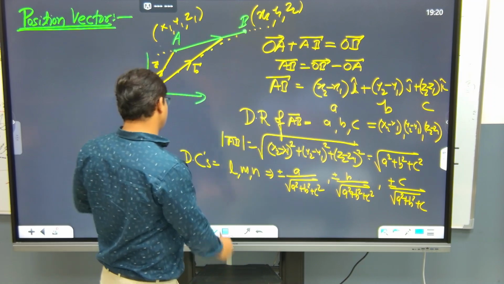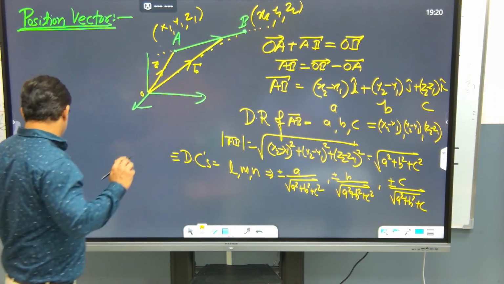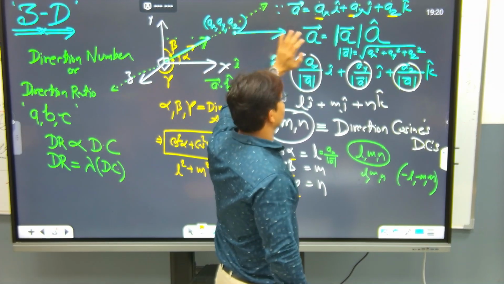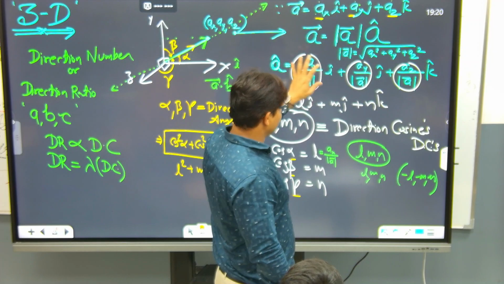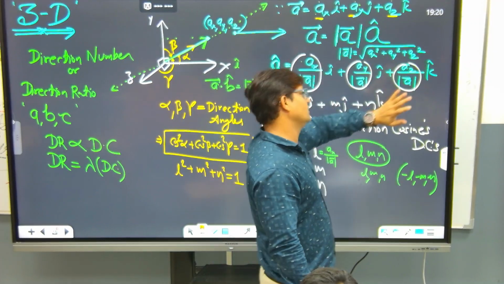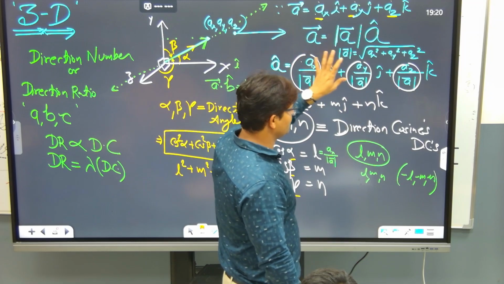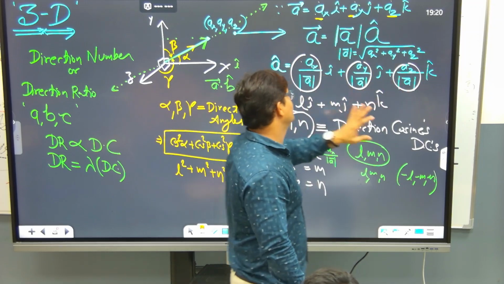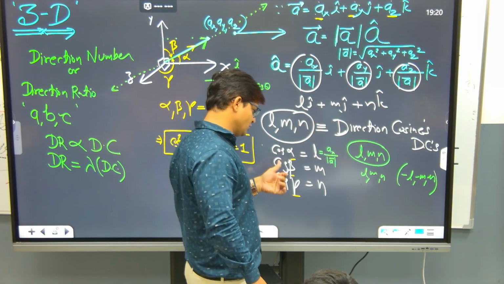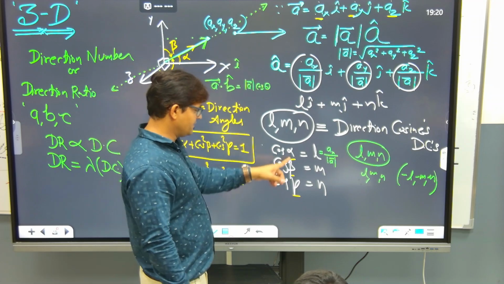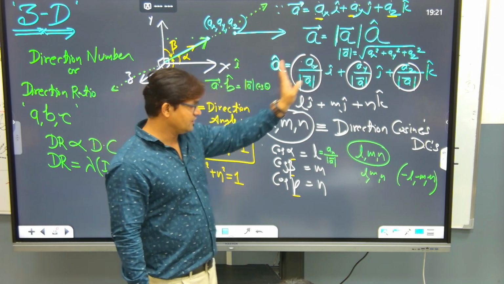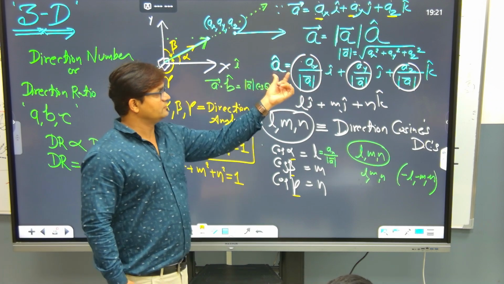Again I am repeating, direction cosine what? Always find the unit vector for the given vector divided by the magnitude of that. So here the component of i, component of j and component of k, or we can say the coefficient of i, coefficient of j, coefficient of k is known as our LMN or direction cosines. These are cos alpha, cos beta, cos gamma. Alpha, beta, gamma are our direction angles, and due to this unit vector we have this property: the magnitude of this should be 1.